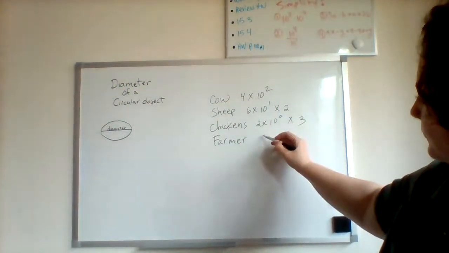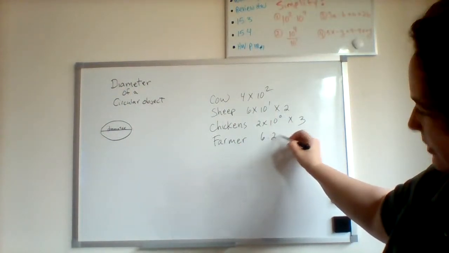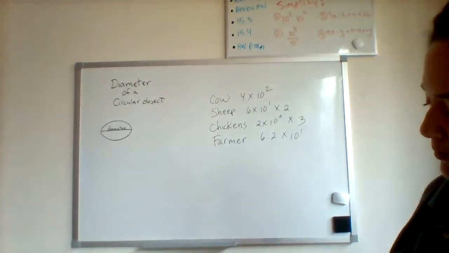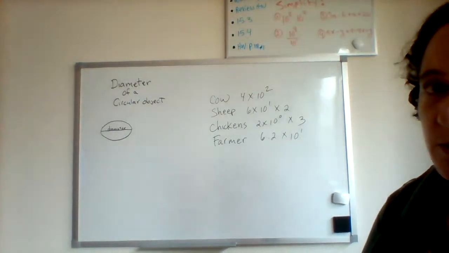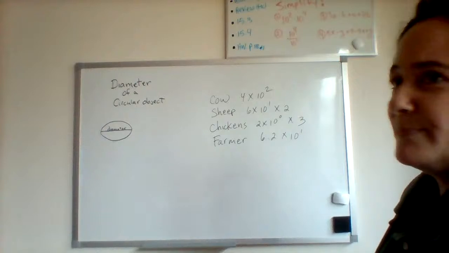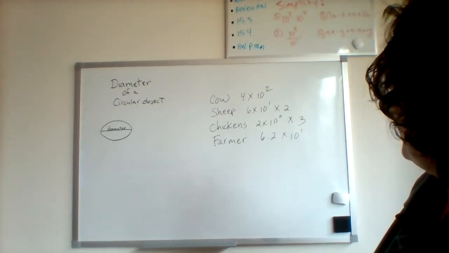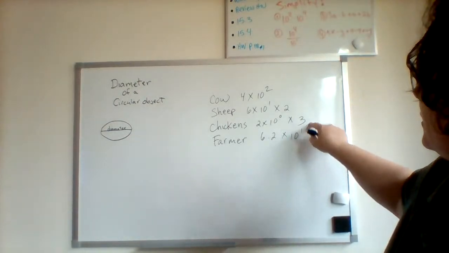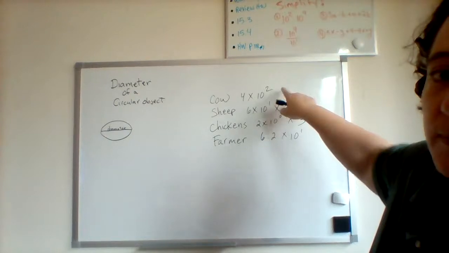So 6.2 times 10 to the first power, excuse me. I need some more coffee. Okay, so 1 farmer, 3 chickens, 2 sheep, 1 cow. Everybody with me?